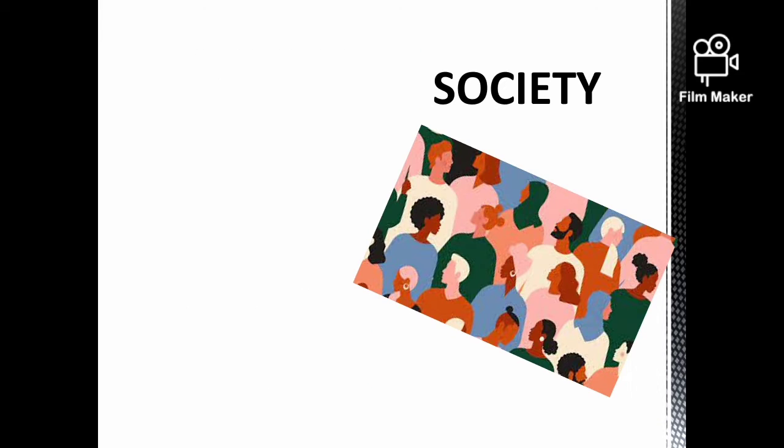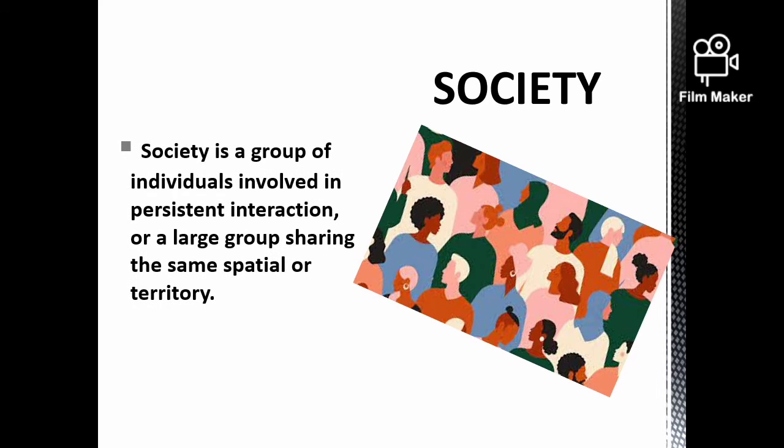Do you belong to the society? What does society mean? Society is a group of individuals involved in persistent interaction, or a large group sharing the same spatial or territory. A society is a group of people of every status, age, marriage, and at the same time a family.